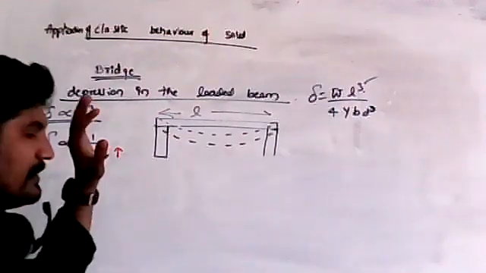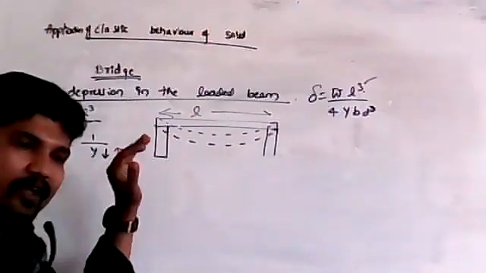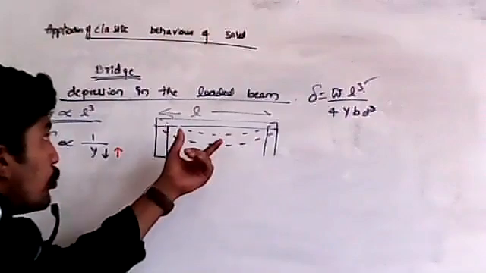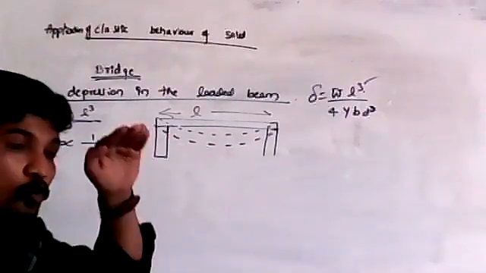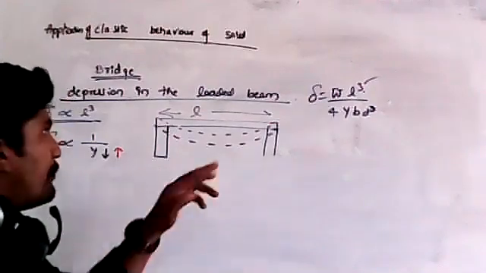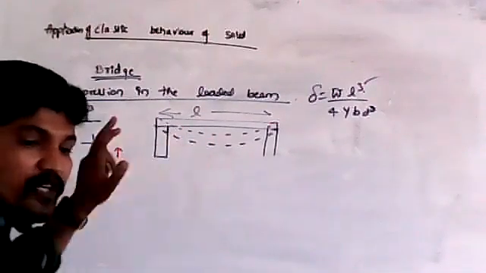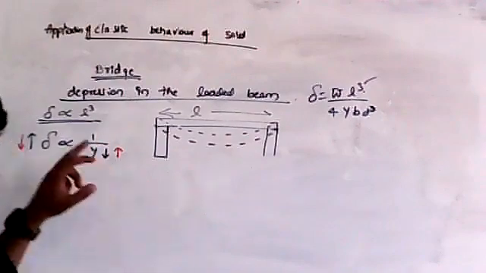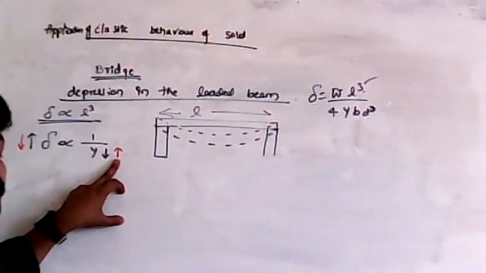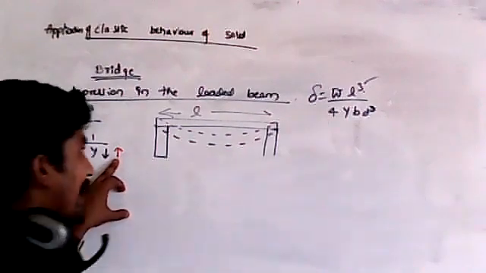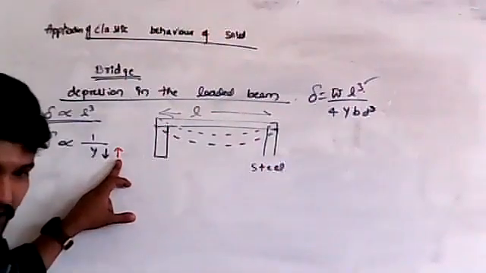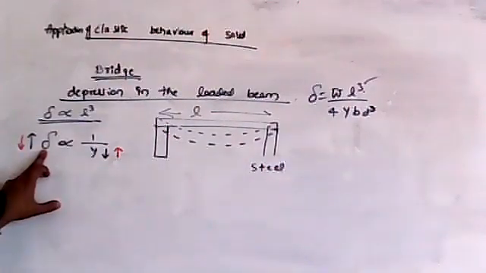That's why I told you in the previous video, to get less depression, which material do I have to use? I have to use a high Young's modulus material like steel to construct these bridges, to get less depression.